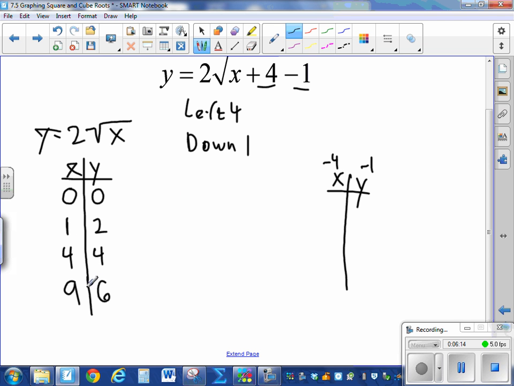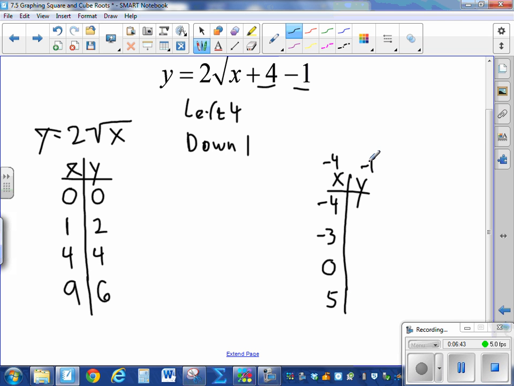So we're going to take all of our x values right here, and we're going to subtract 4 from them. So the first one is 0. So 0 minus 4 is a negative 4. Next one is a 1. So 1 minus 4 is a negative 3. Next one, 4 minus this 4 is a 0. 9 minus this 4 is going to be a 5. All right, so we shifted all of our x values.